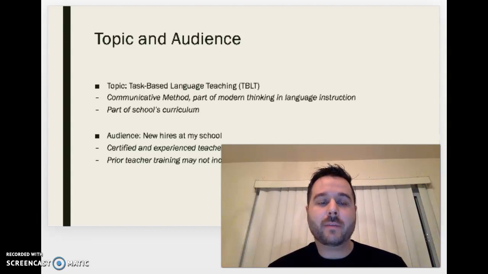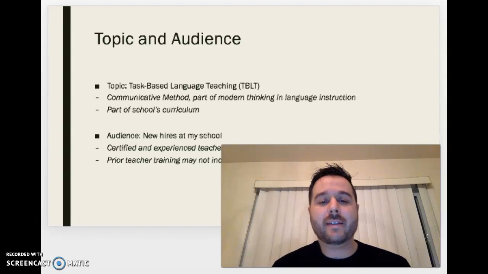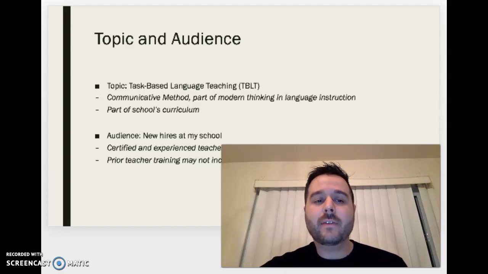It is especially important for instructors to be familiar with TBLT at my school. In addition to its being considered a preferred approach to teaching, it's also an integral part of our curriculum. Although we only hire certified and trained instructors to work at my school, these teachers come from a variety of different programs and completed their training in different time periods. This means that to many of our new hires, TBLT is a new concept.